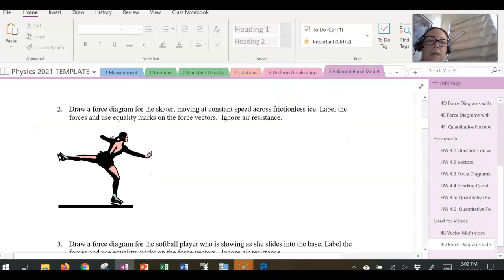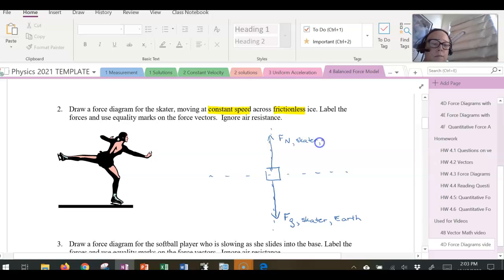Here we have a skater moving at a constant speed across frictionless ice. Okay, so I'm going to set up a set of coordinate axes, and I know that the skater has a weight, so there's a force of gravity being exerted on the skater by the earth, and I know that the skater's not falling through the ice because there's a normal force being exerted on the skater by the ice.